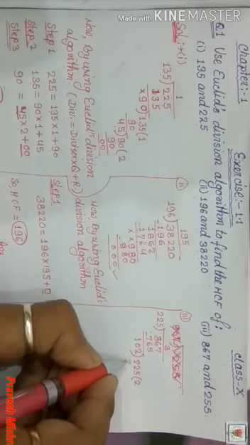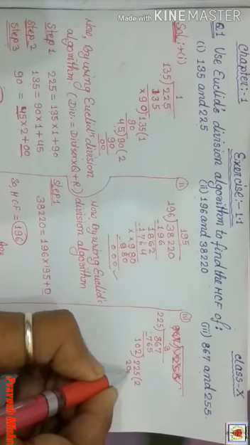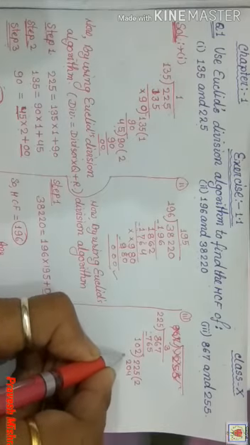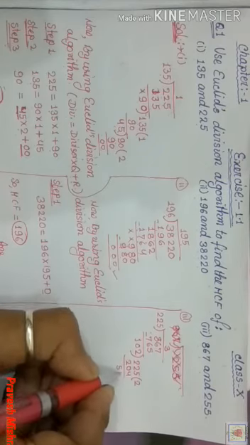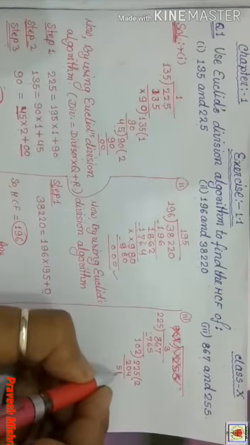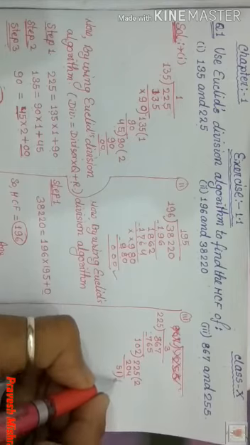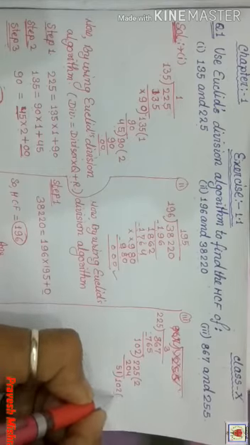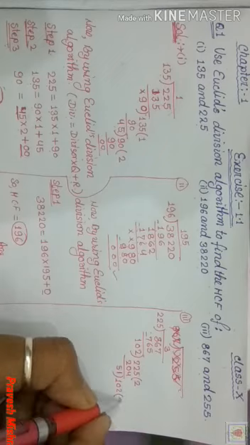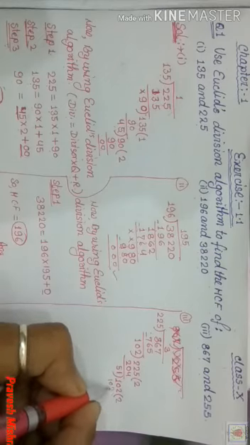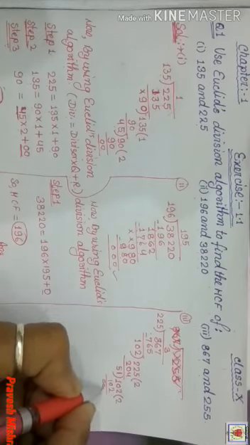So 204. Now subtract this number, you will get 51 as a remainder. This remainder will become the new divisor and the new dividend will be 102. 51 twos are 102. Now you will get 0.